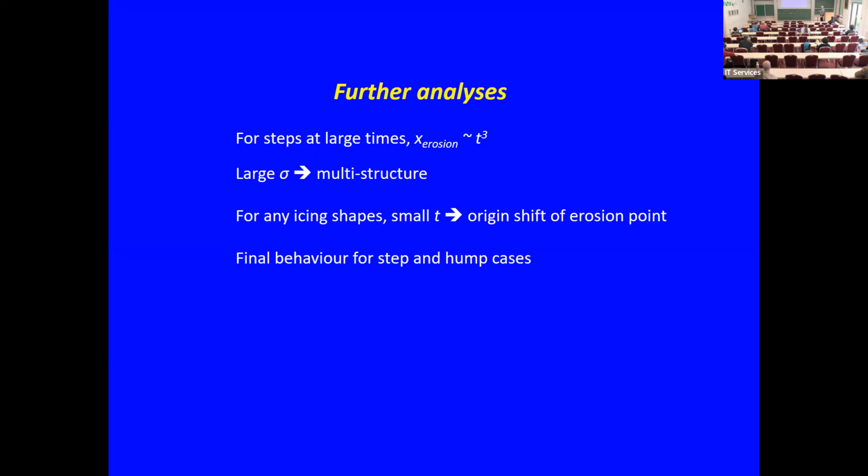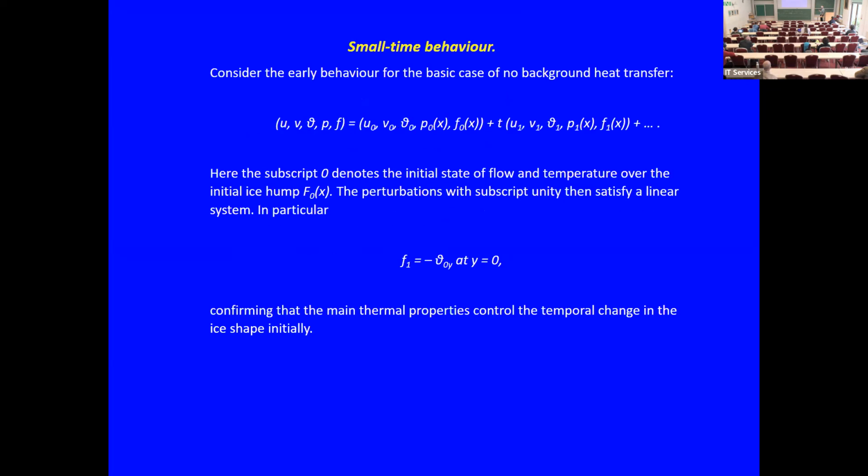For any icing shapes, for small times, you can just check things out. If you start with U naught, V naught, theta naught, P naught, F naught at time zero, then look for a small time expansion. Then very quickly, you can get to this result. You can predict the movement of the ice early on.